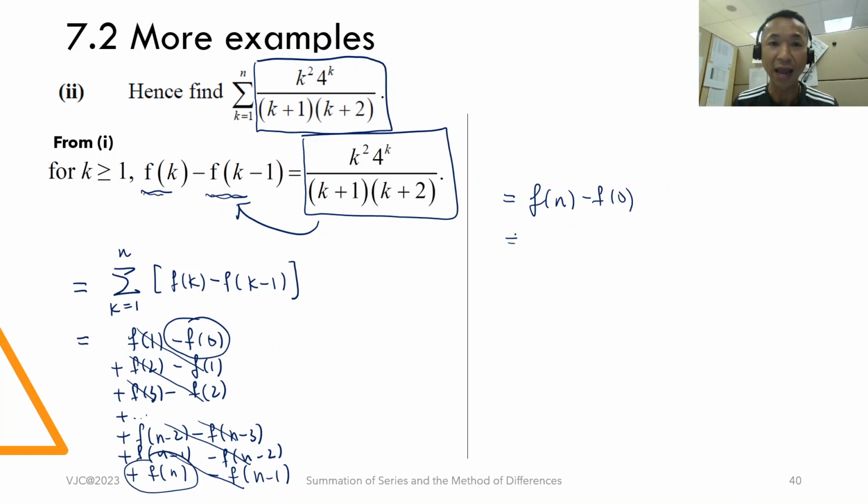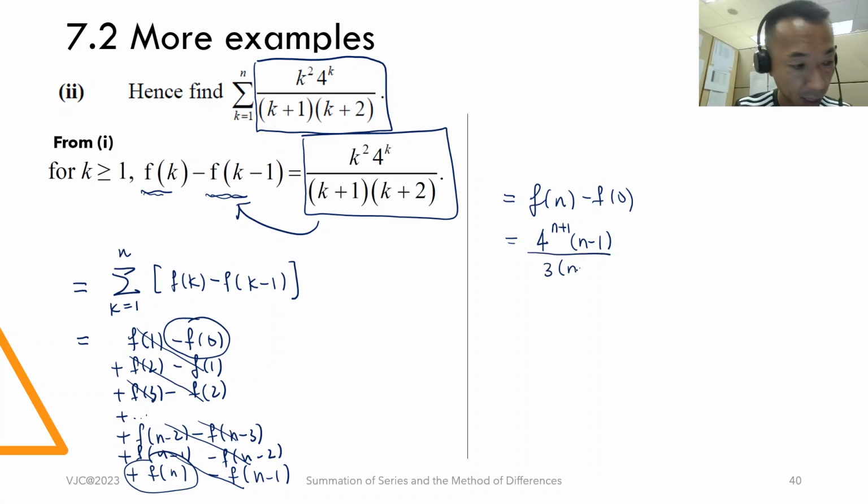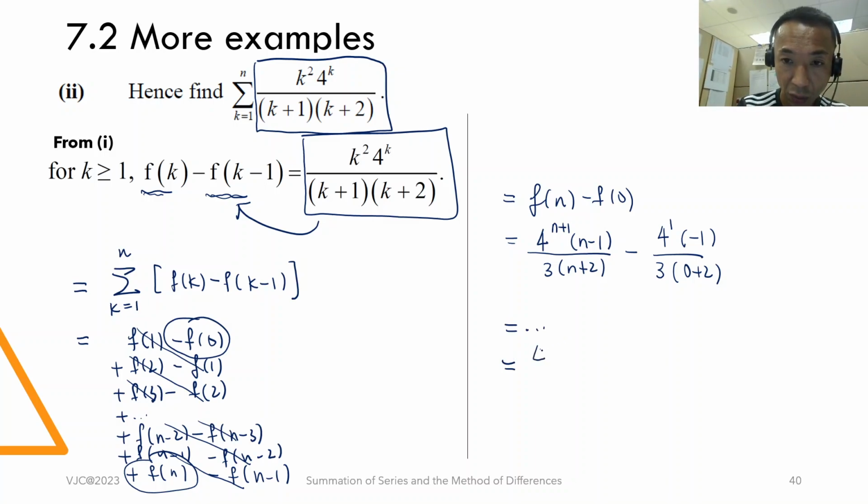Now, at this point, then we dig out what is f(n). f(n) from the definition earlier is basically what you get here. You will get (4n+1)(n-1) over (3n+2). f(0) is (4(0)+1)(0-1) over (3(0)+2). Now, blah, blah, blah, you simplify. I don't want to go through the simplification. You will get your answer.